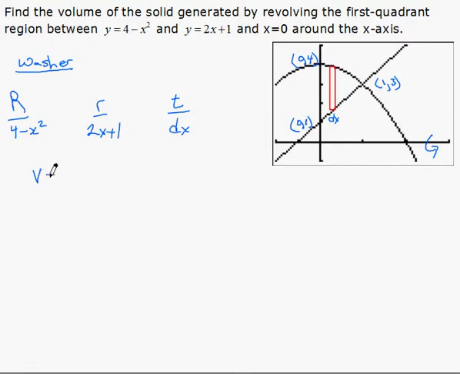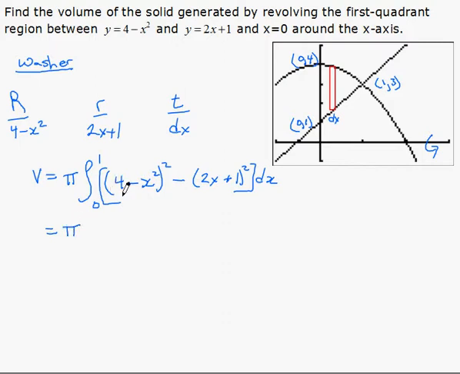Therefore, the volume is equal to pi times the integral from x equals 0 to x equals 1 of the outside radius squared minus the inside radius squared, multiplied by the thickness.